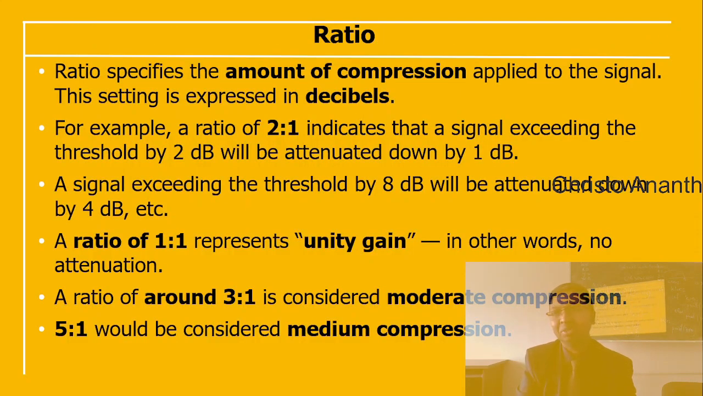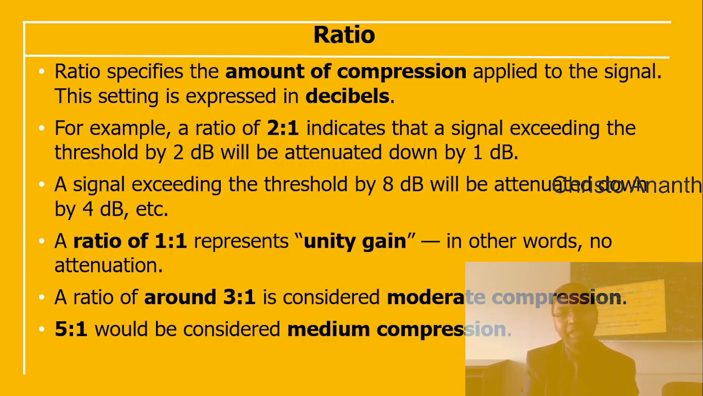So this is the ratio. With regards to compression, we specify the ratio. It's nothing but the amount of compression that is actually applied to the signal. So settings you can express in the dB, decibel format. For example, a 2:1 ratio indicates that a signal exceeding the threshold by 2 decibel will be attenuated down by 1 decibel. So the signal which is exceeding the threshold by 8 decibel will be attenuated down by 4 decibel.